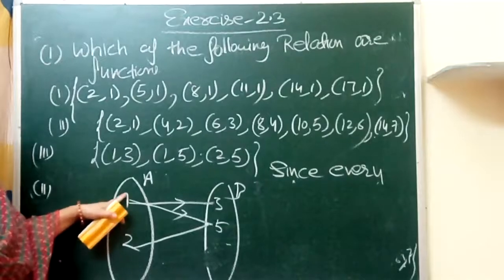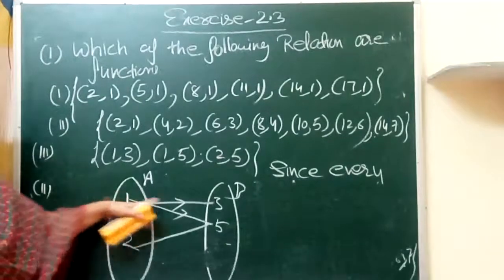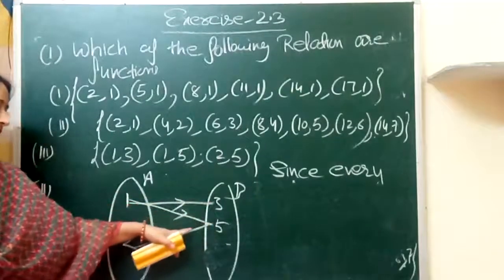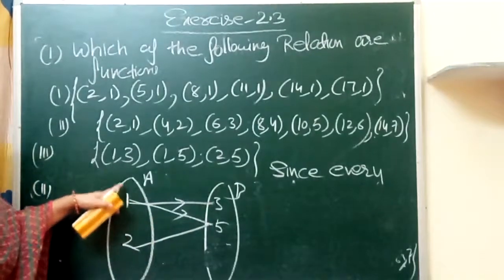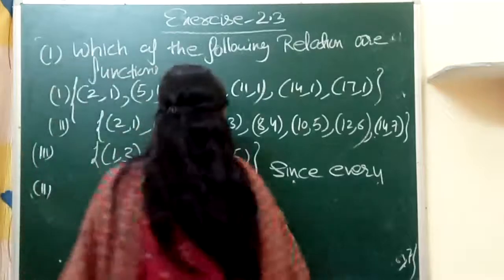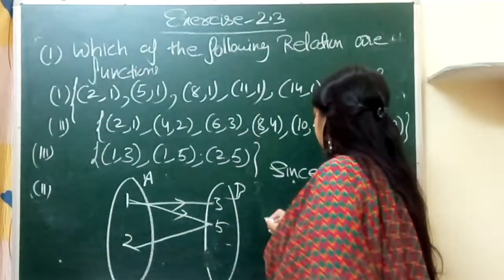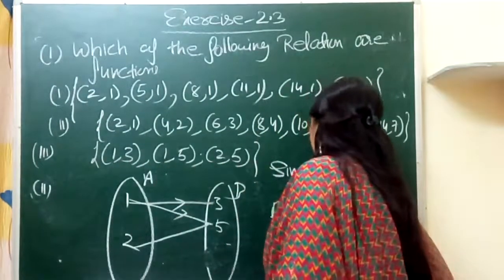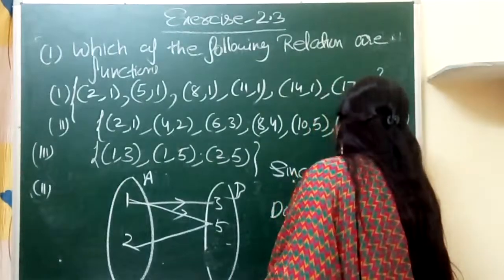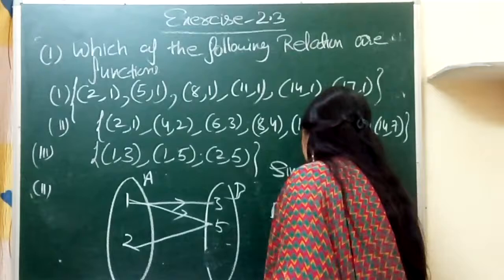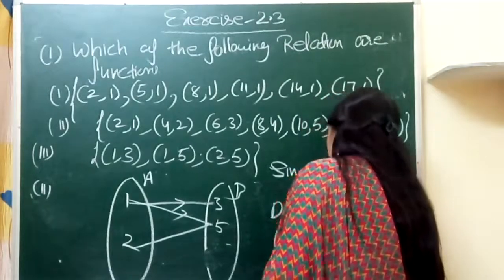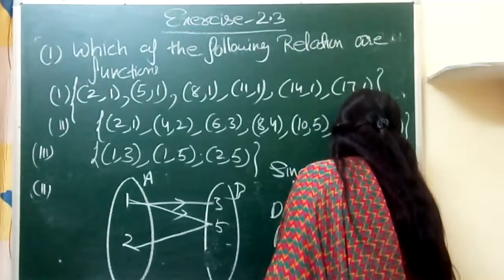So first element is repeated here, so it is not a function. It means the domain is equal to 1, 2 and range is 3, 5. So the element of set A has 2 images, that is 1, 3.